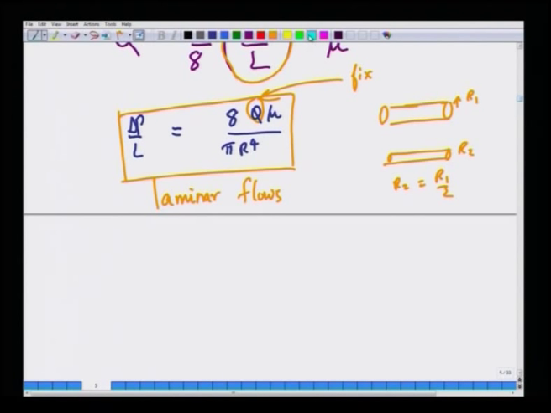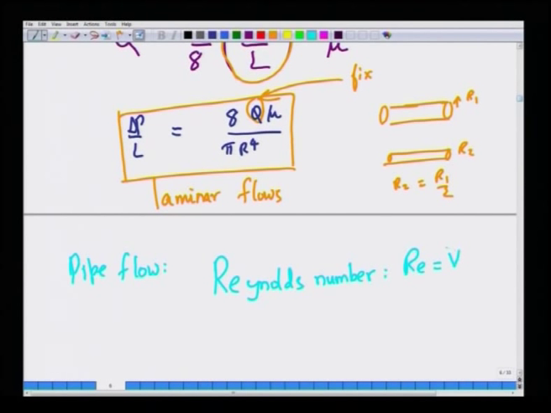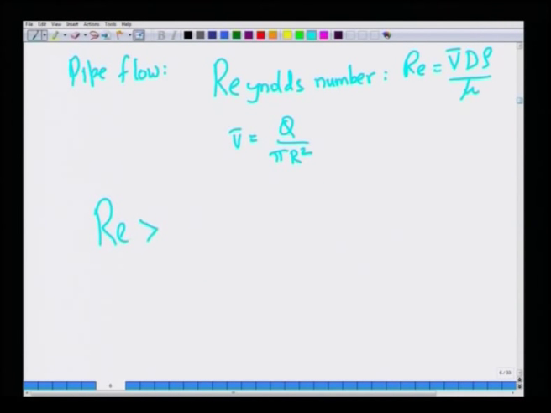For pipe flow, based on the Reynolds number, which is Re, defined as the average velocity times the diameter of the pipe times rho by mu. If you define the Reynolds number based on average velocity, where the average velocity is nothing but the volumetric flow rate divided by cross sectional area pi r squared, then if the Reynolds number is greater than 2000, then the flow is not laminar. This is what experiments say.